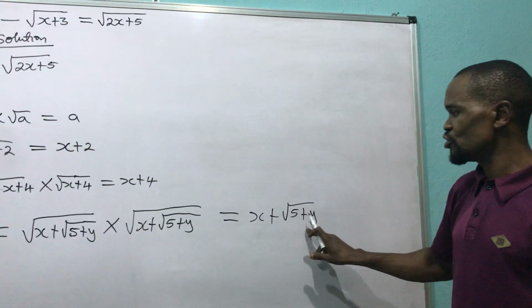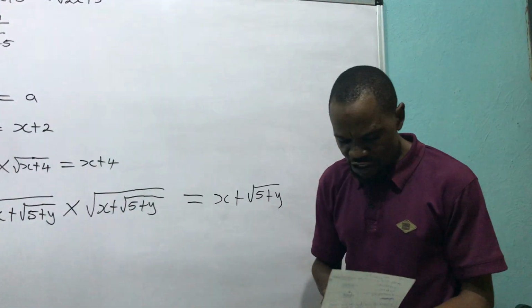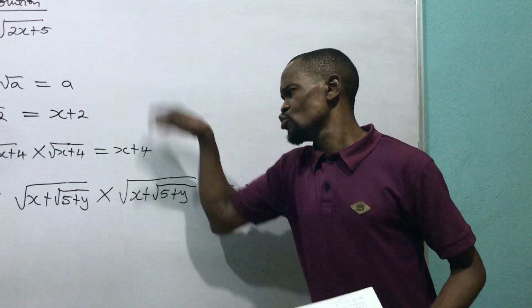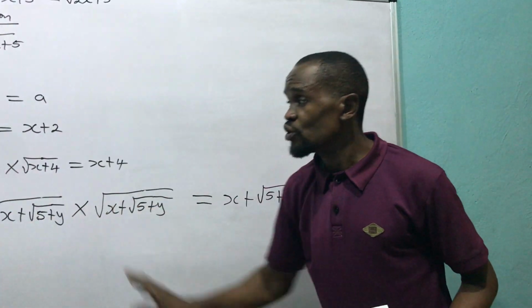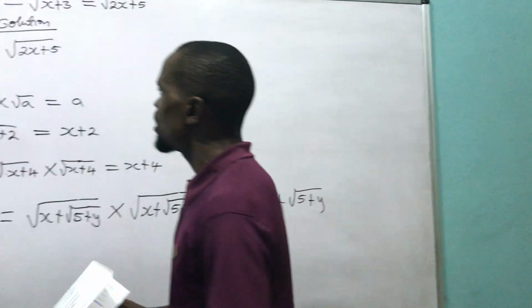That is what it will give me: root of x plus root of 5 plus y. I said if similar roots multiply themselves, it will uncap the root and leave what is inside. I think we have noted it. Then let us go to unsimilar roots.